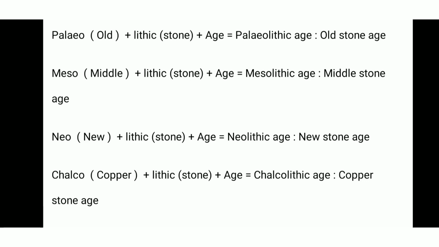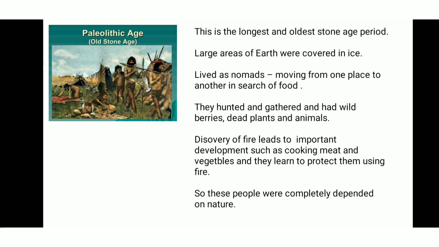Now, let us explore first the lifestyle of the people who lived during the Paleolithic Age, which is also considered as the longest and oldest Stone Age period, where large areas of earth were covered in ice, and the people lived like nomads. Nomads means moving from one place to another in search of food. So that was the very old Stone Age, where they did not invent anything like fire. So they lived as nomads.